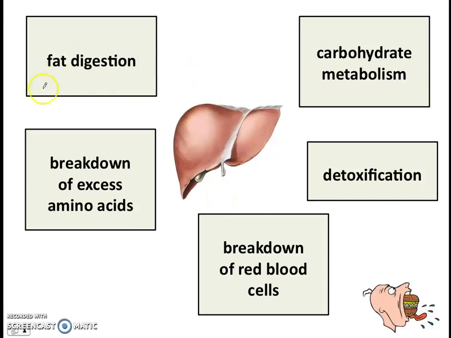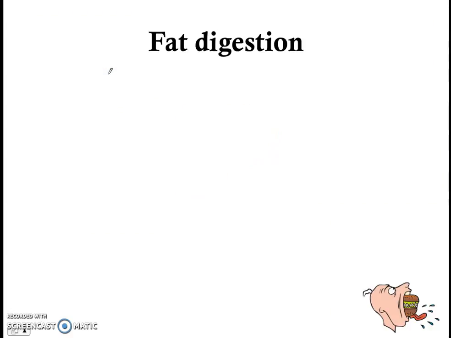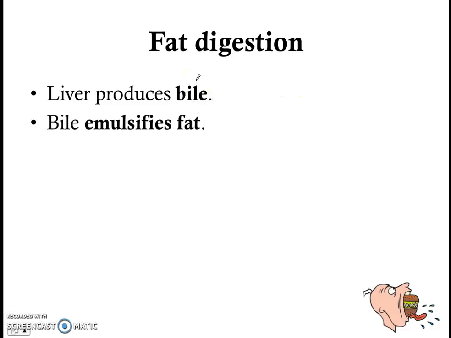Now we're going to be starting with fat digestion. The liver has a role in fat digestion. And we've already talked about this in our previous video. What does the liver produce that digests fat? It produces bile. And if you remember, what does bile do? Yes, bile emulsifies fat. It breaks down large fat droplets into smaller fat droplets to increase the surface area to volume ratio of the fat.